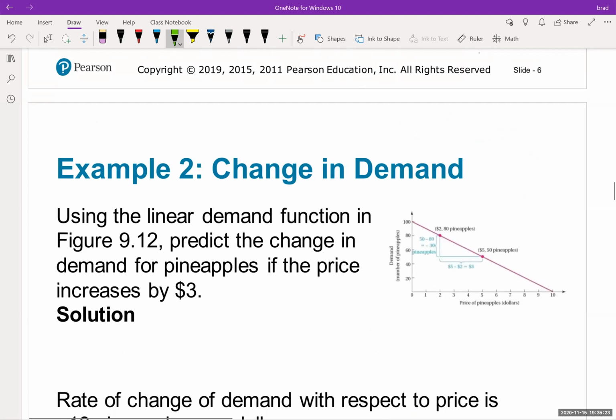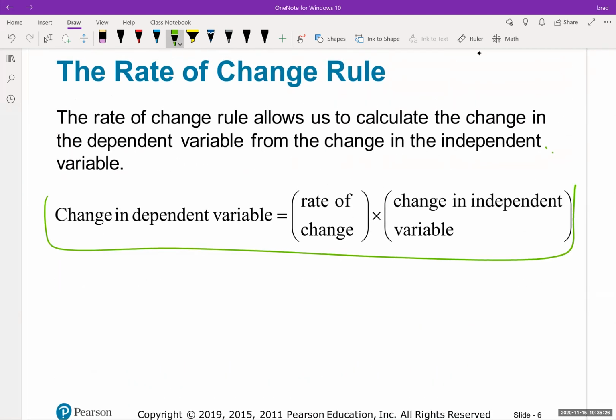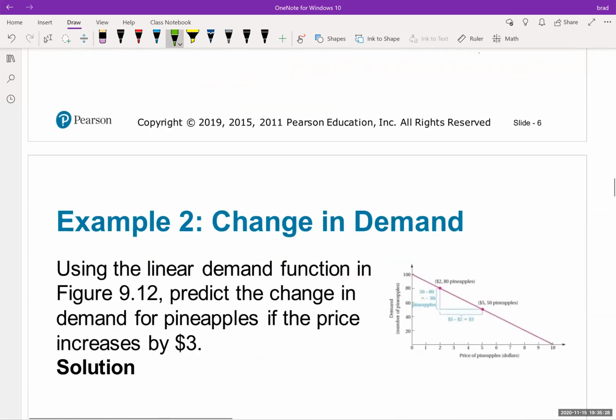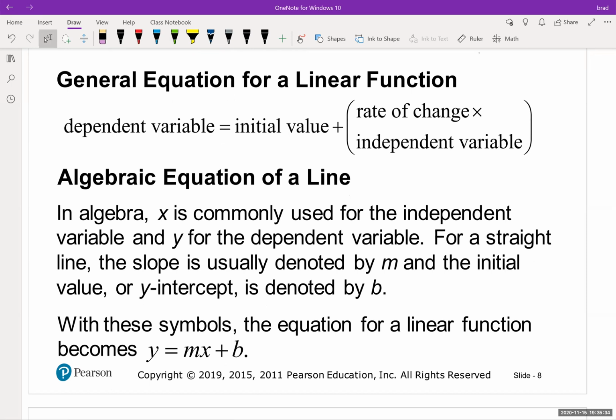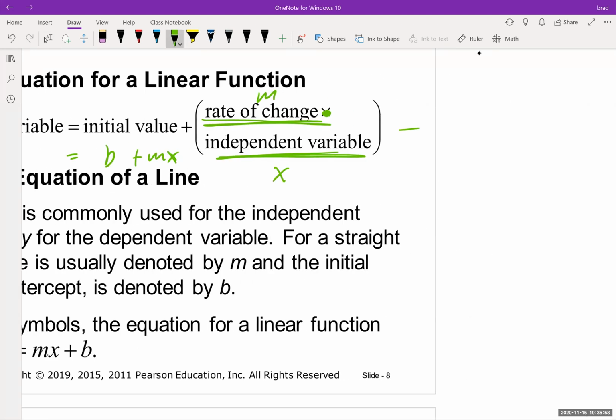So this problem just uses this formula here, and they just put it in words for you and show you everything. Again, just working back with the original problem. The general equation for a linear function: dependent variable equals initial value plus rate of change times the independent variable. Now this is where I had my slides mixed up. This one is y equals b plus mx. The rate of change we know is m, so this is m times the independent variable, which we know is x. Does this look familiar? Yes, this is our old formula, y equals mx plus b.